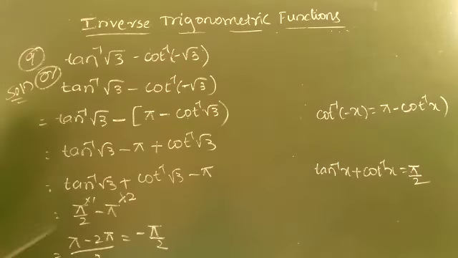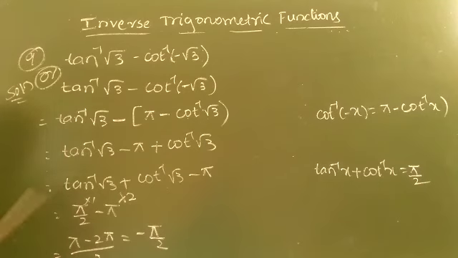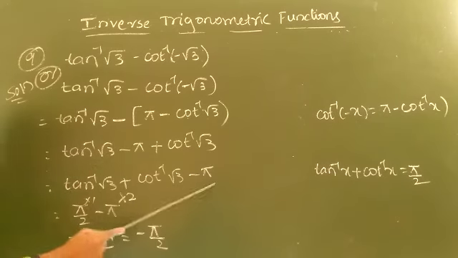Next, tan inverse root 3 keep as it is. We do not substitute any value for tan inverse root 3. After that, two terms are there in the bracket, so multiply minus into plus, minus pi, minus into minus plus cot inverse root 3. Next, arranging: tan inverse root 3 keep as it is, positive values on one side, negative on one side: cot inverse root 3 minus pi.